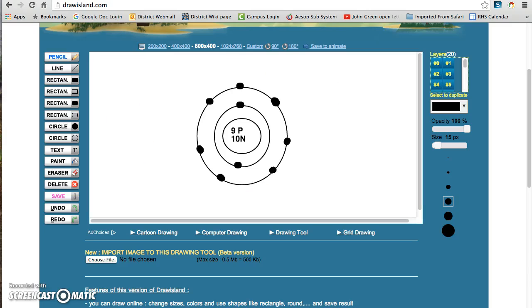So this is what a Bohr model for fluorine should look like. In the nucleus you have 9 protons and 10 neutrons, and then in the first energy level there are 2 electrons, second energy level there are 7, for a total of 9. Okay, and remember the capacity of the second energy level would be 8, so we're at 7, we're close to the capacity. The first energy level has just 2 in it because it's already at its capacity. Okay, so that's what a Bohr model should look like for fluorine.